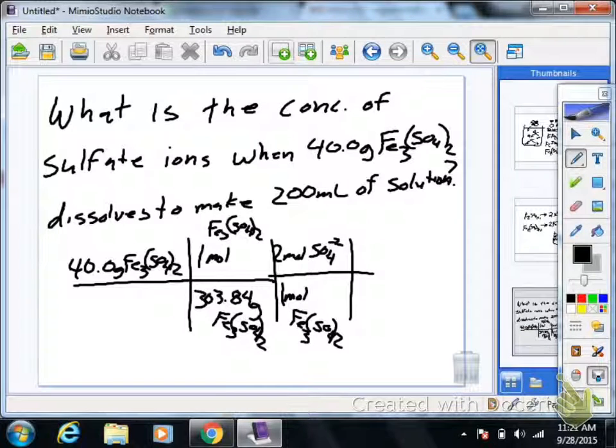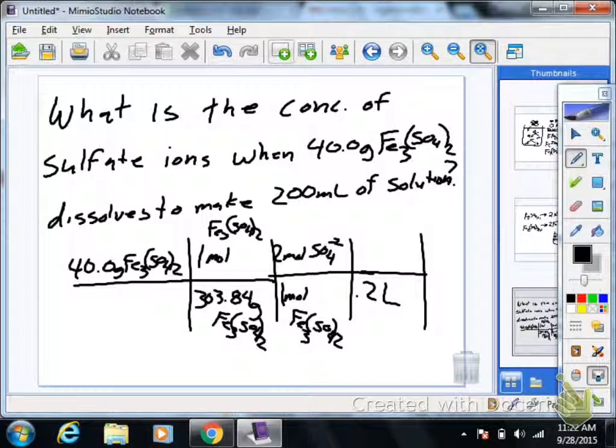Now what all do I need to do? Now you need to go from 200 milliliters to liters, and we know we can just divide it by 1,000 and put liters down here. So how many liters is that? So we have moles of SO4 over liters of solution. And so then we'd have molarity.